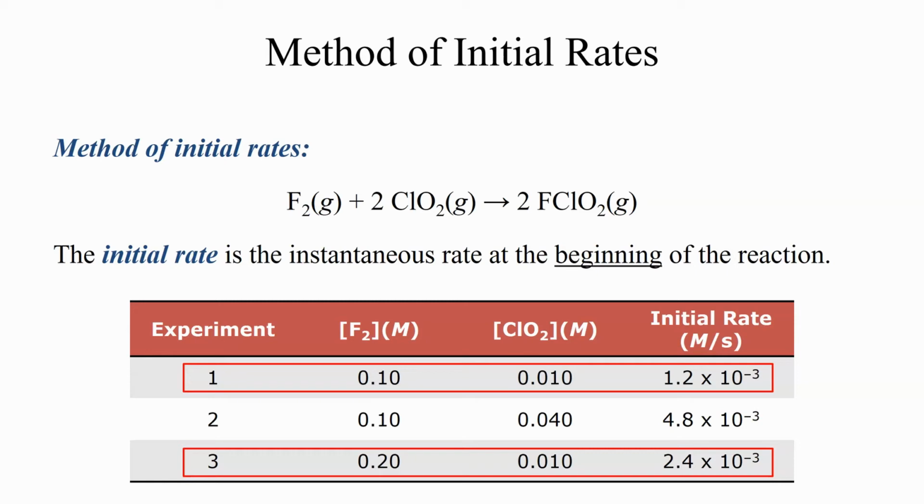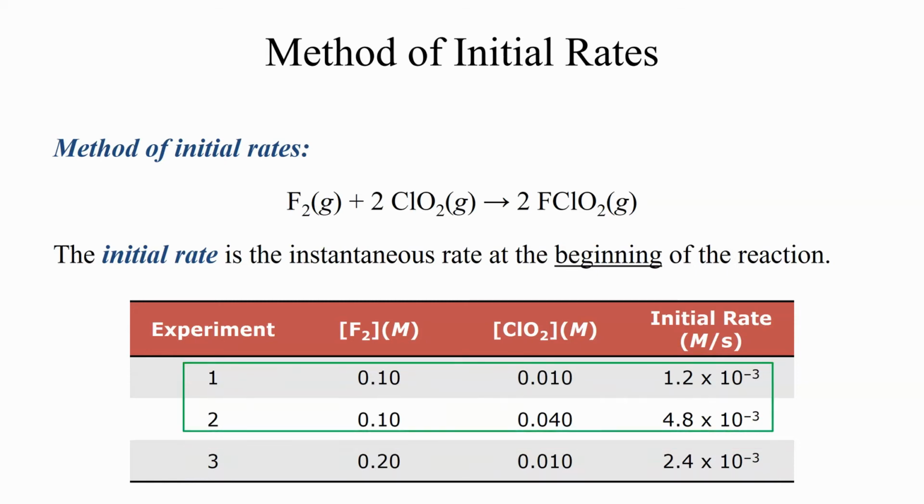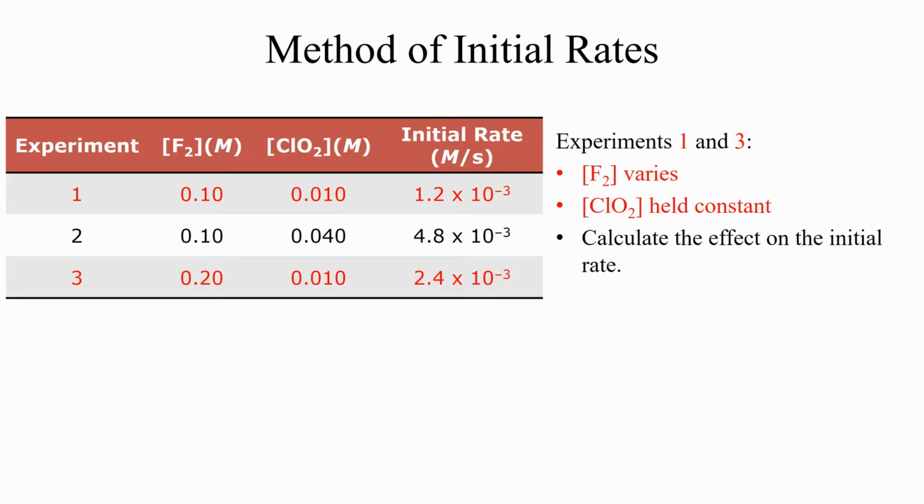And then in experiments 1 and 2, we see that between those two experiments, we kept the concentration of fluorine the same. And in this case, we quadrupled the concentration of chlorine dioxide. Now with each one of these experiments changing the concentration, it has some effect on the initial rate. So how do we find out what the orders of reaction are?